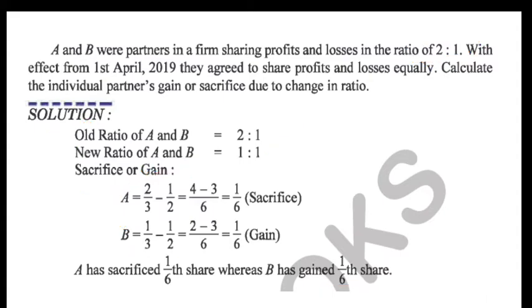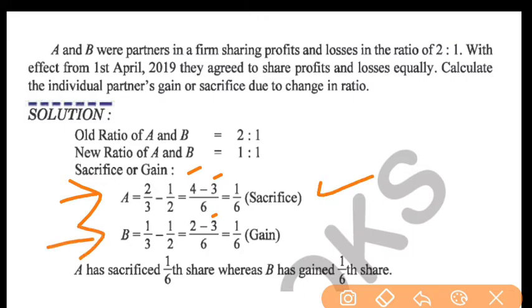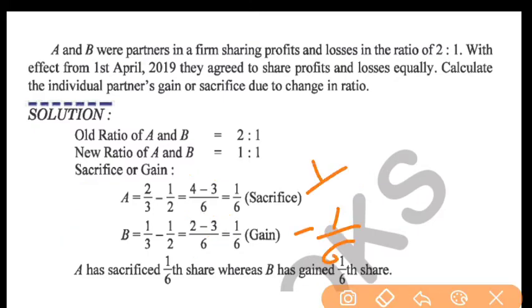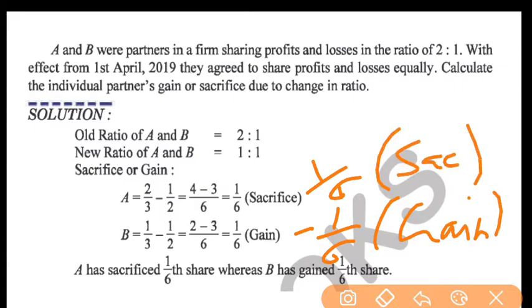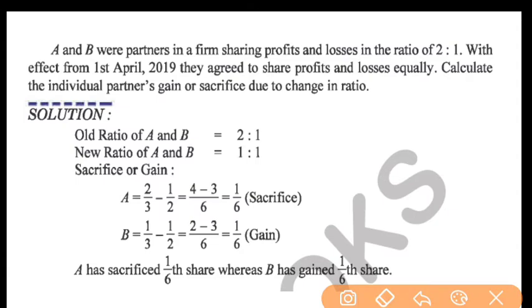We have to subtract them. 2/3 minus 1/2 is equal to 4 minus 3 divided by 6, so 1/6. It will be positive. What about B? 1/3 minus 1/2, old ratio minus new ratio, is 2 minus 3 divided by 6. 3 is bigger than 2, so the answer will be minus 1/6. If it is negative, we write gain, and if it is positive, we write sacrifice. So A has sacrificed 1/6 share, whereas B has gained 1/6 share.